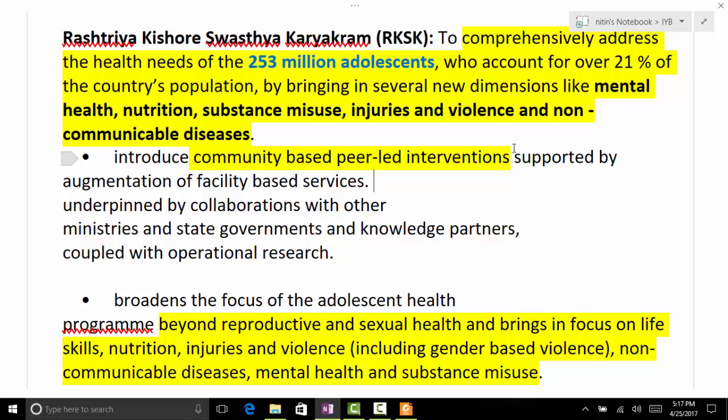What other? It's a community-led peer intervention. So there is involvement of the community, the community platform. And it also includes gender violence as well. So one of the statements can come in this way: Rashtriya Kishore Swasthya Karyakram also includes gender violence. Yes, it is.